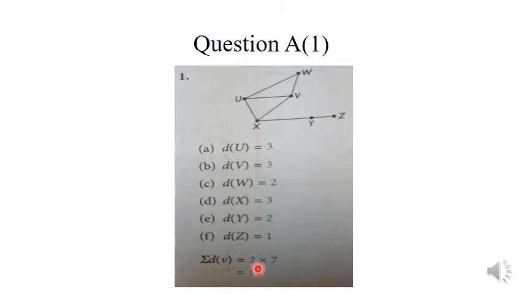Number 2, multiply the number of edges, you get 14. So your answer is the same. If you total all these numbers, you get 14. If you use the formula, you also get 14.